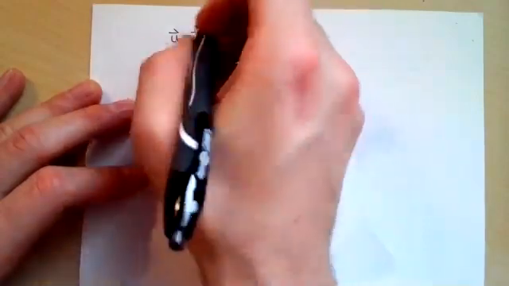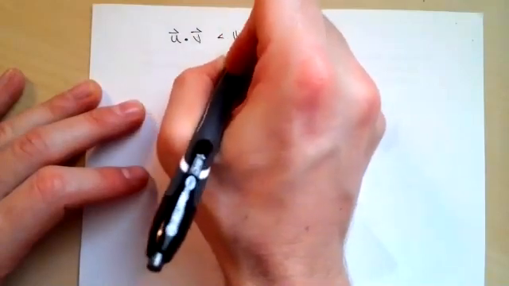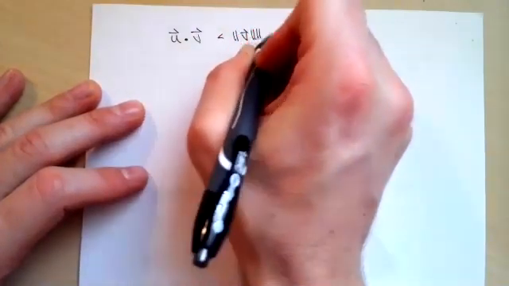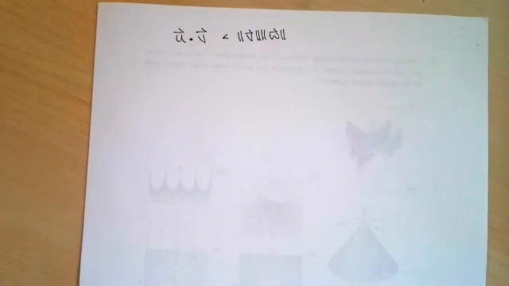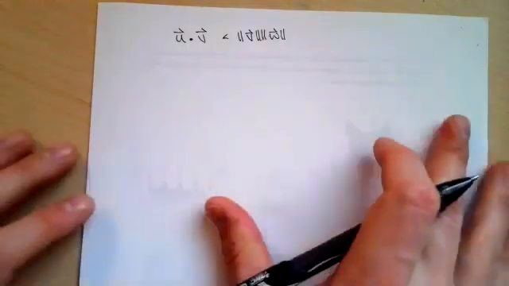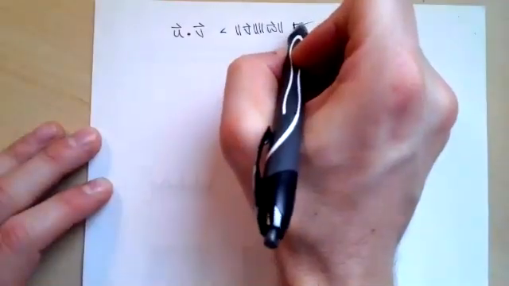And so what do we get from this? From this, essentially, we deduce that our u dot v has to be less than our norm of u times norm of v. And so that is our Cauchy-Schwarz inequality.